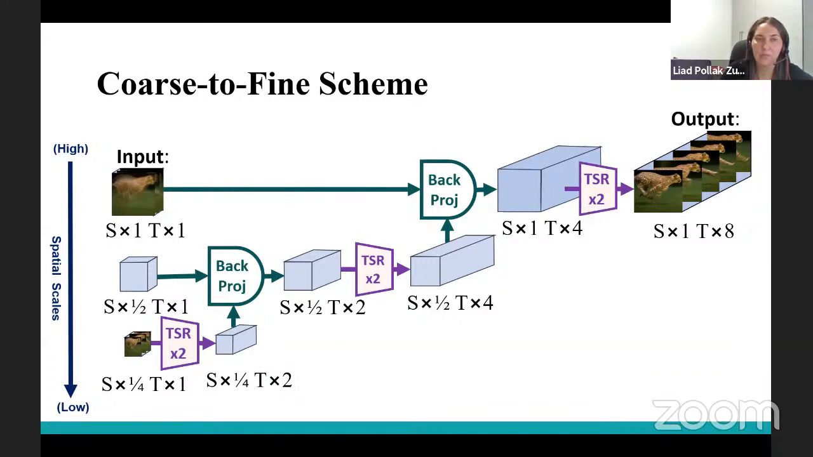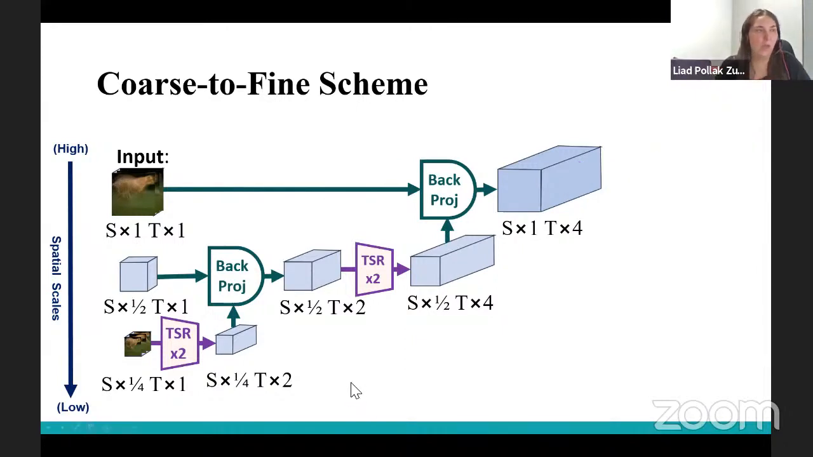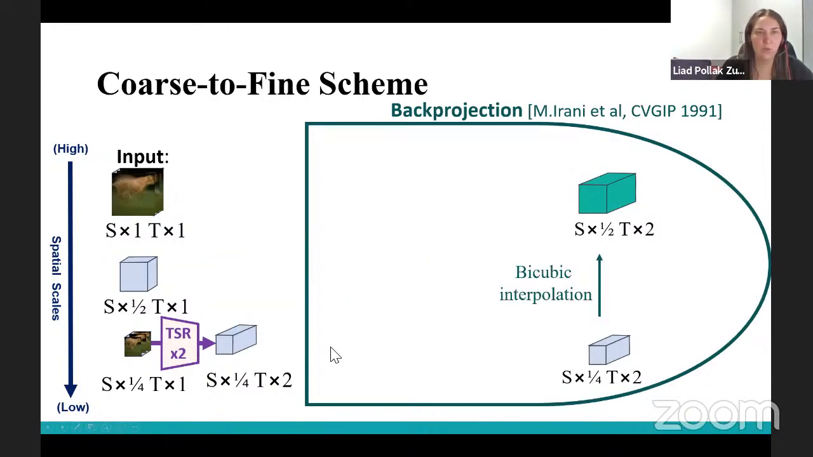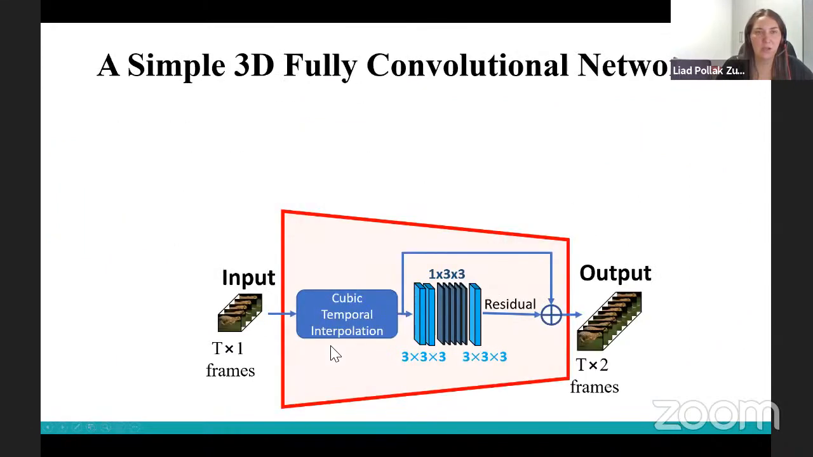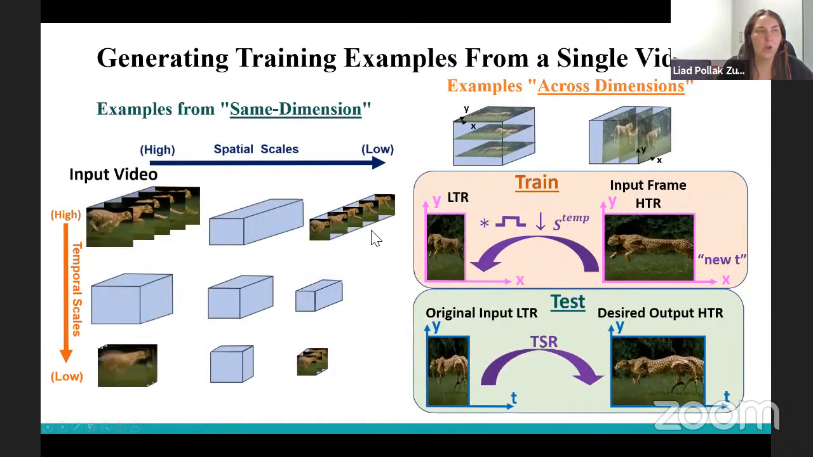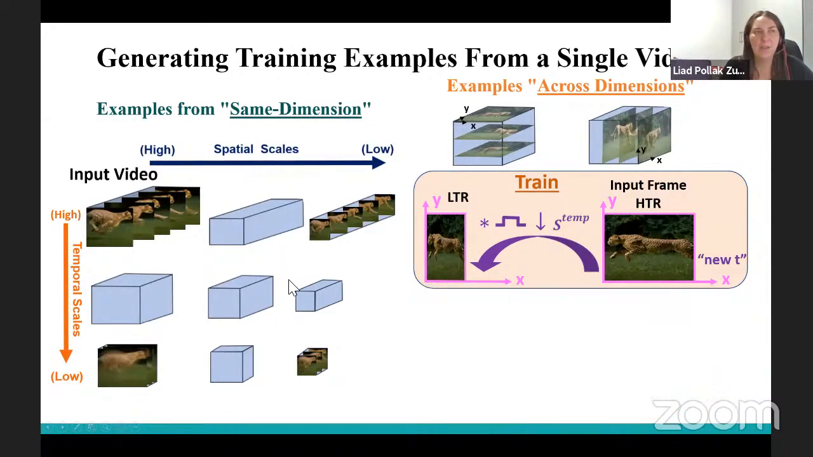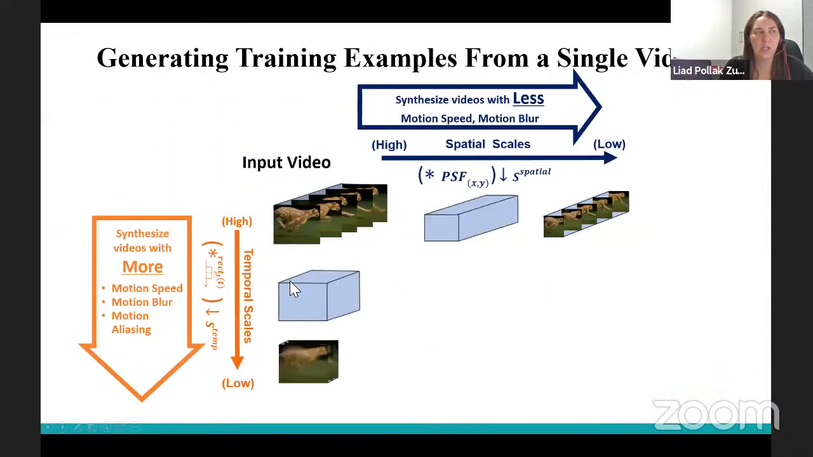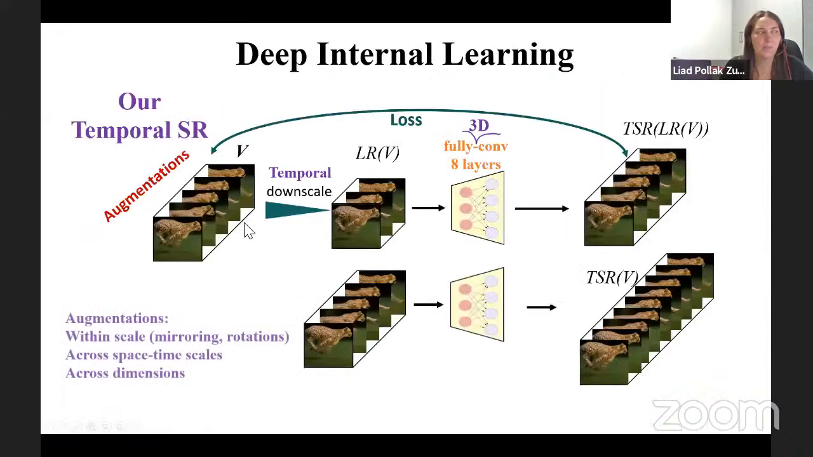But the augmentations were not along the time axis; they were along the spatial axis. No, the augmentations were. So maybe I missed that. Okay, I can go back to how we create a data set. Here we have augmentations across temporal scales and across spatial scales. I think the best way to show it would be this slide.